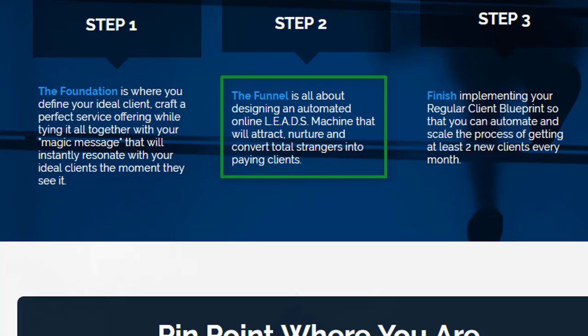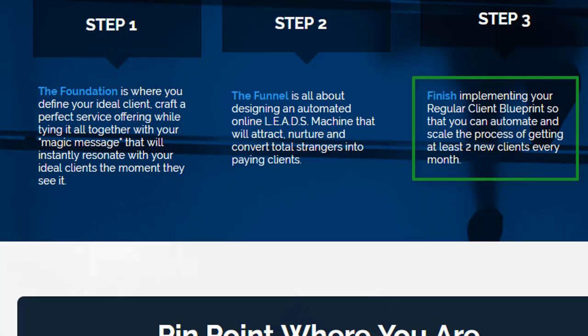So again, they've got no idea what that is, but it's pretty cool. If you can take strangers and turn them into clients, that's got to be a good thing, right? And then the last piece there, step 3, is the finish, which is implementing your regular client blueprint so that you can automate and scale the process of getting at least 2 new clients every month. So again, I'm giving features and benefits, right? I didn't just tell them what it is. I'm telling them what the benefits are.